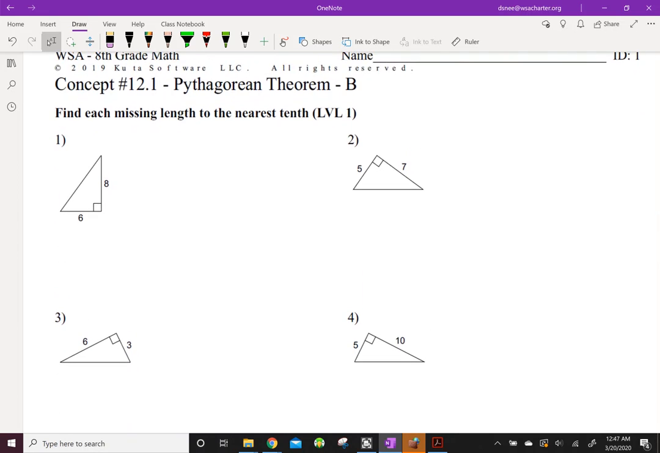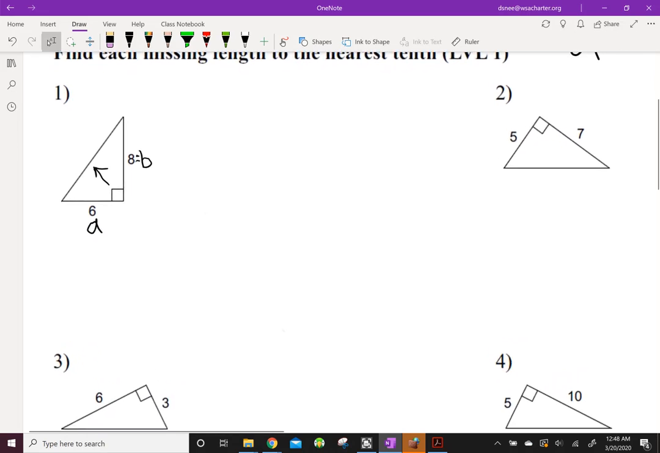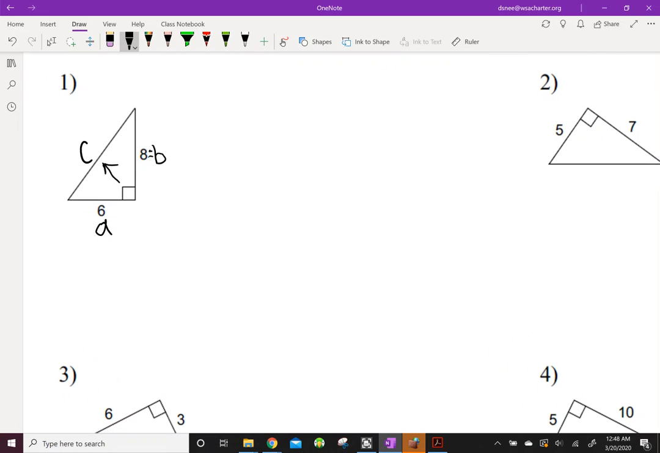Here we're looking at the Pythagorean Theorem. That's A squared plus B squared equals C squared. And we know that C is the hypotenuse, the long side, the side opposite of that right angle. So in this case, we'll name these other two sides the legs. One is equal to 8 and one is equal to 6. Let's make that a little bigger. And this side's going to be C.